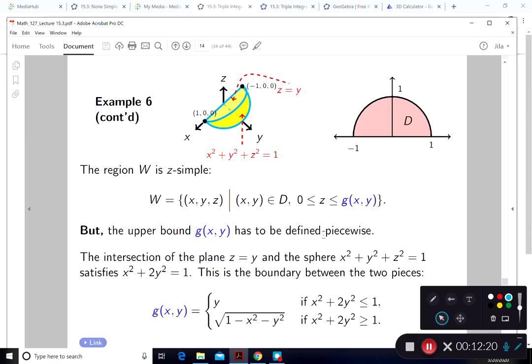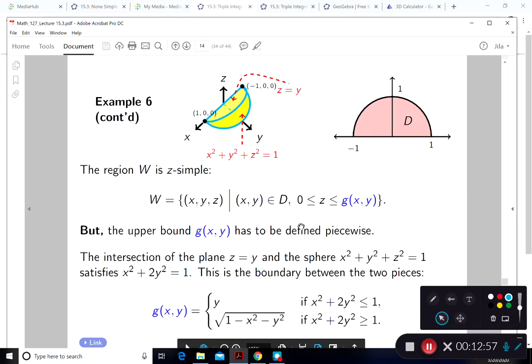So again, we're going to divide the solid into two pieces. For one piece, the upper part is y, the plane z equal to y. For the other piece, the upper part is the sphere, z equal to the square root of 1 minus x squared minus y squared, which is the upper half of the sphere. So the two pieces are in there, and how do we choose which is which?